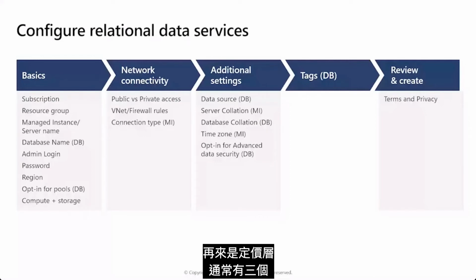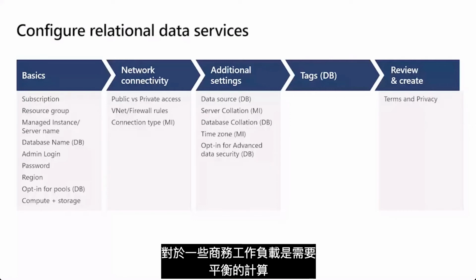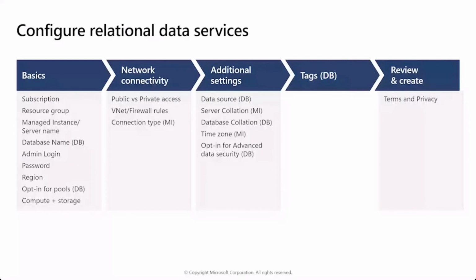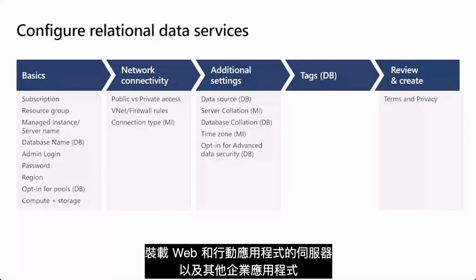For the pricing tier, there's typically 3 pricing tiers you can choose from. The basic pricing tier is generally for those that require light compute and very light input-output performance, and they're typically reserved for very small-scale development testing users. The general-purpose pricing tier is for business workloads that require balanced compute and memory with scalable I/O throughput. Examples include servers for hosting web and mobile apps and other enterprise applications.